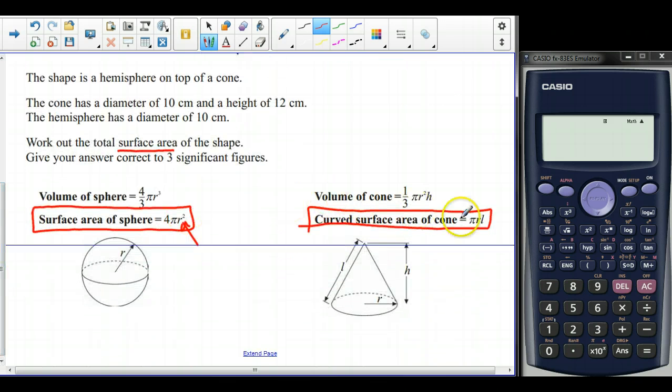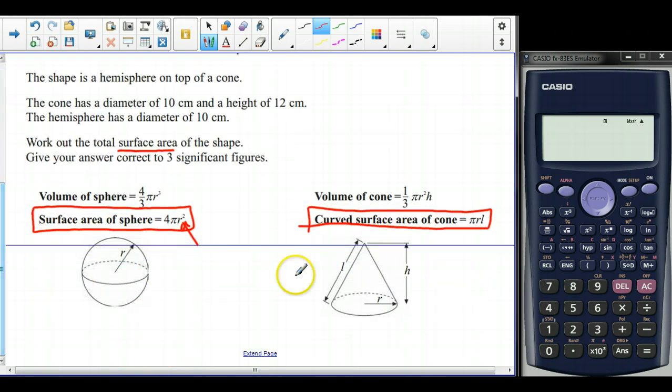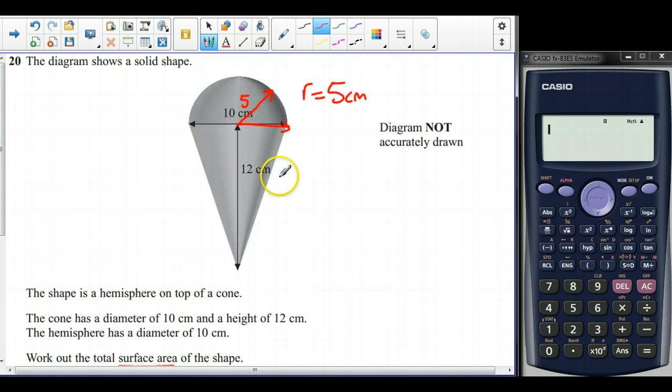If you look down at the curved surface area, it refers to r and l. Now r is okay because it's exactly the same as for the sphere. Our r is 5. L is the slanted length of the cone, and you'll see that we're given h. So we've got h equals 12, we've got r equals 5, but we don't know what L is.